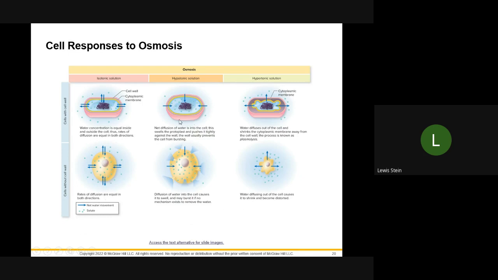Osmosis in the hypotonic, for us, is devastating because we don't have a cell wall. So it'll cause the cell to burst or lyse. Whereas here, in bacterial cells with cell walls, it does not. It's just like plant cells. They're happy when you water them.